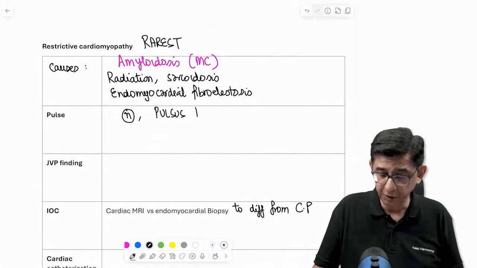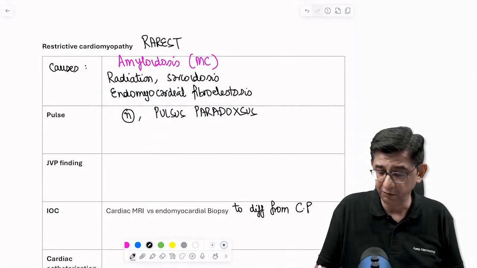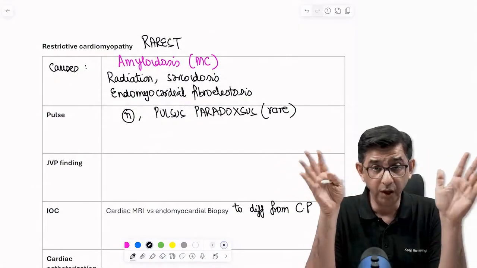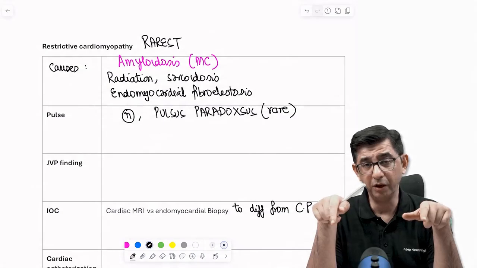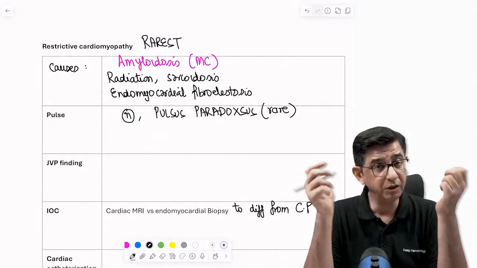Now, this is the first time I've introduced the word pulsus paradoxus for restrictive cardiomyopathy. This is a rare finding. Pulsus paradoxus traditionally is defined for cardiac tamponade, but can be seen in constrictive pericarditis and can be seen in restrictive cardiomyopathy also. So, what are the additional things you should look for?